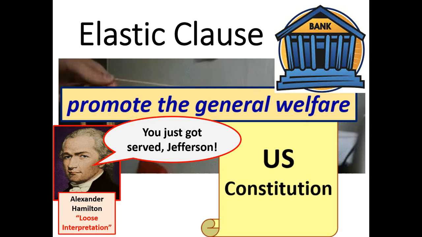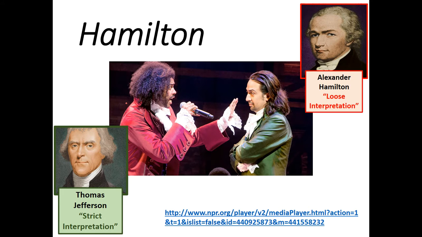It's not in there. Well, then Jefferson shouldn't have been able to do it because he's a strict interpretationalist. Well, when push came to shove, Jefferson's like, all right, I know it doesn't say I can do it, but it doesn't say I can't. So that is strict interpretation of Jefferson, loose interpretation by Hamilton and the Federalists. And this is basically where we are today.